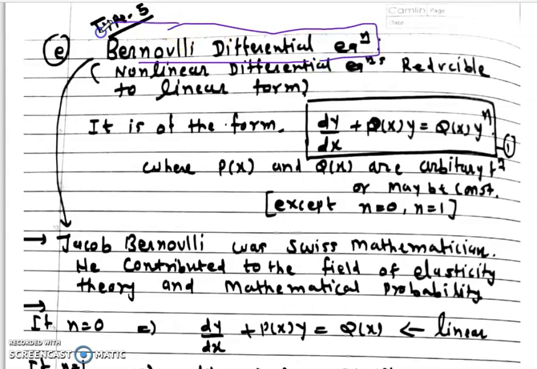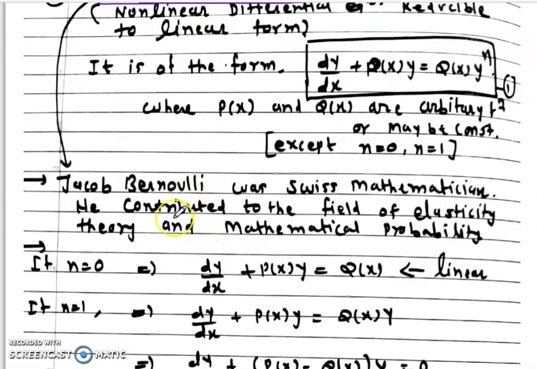So what exactly is the first order and first degree Bernoulli differential equation? dy by dx plus p of x y is equal to q of x, but here as a multiple y raised to n is there, where p of x and q of x are arbitrary functions or may be constants. So here n is not equal to 0 and 1. If n is equal to 0 or n is equal to 1, then it is going to be linear.